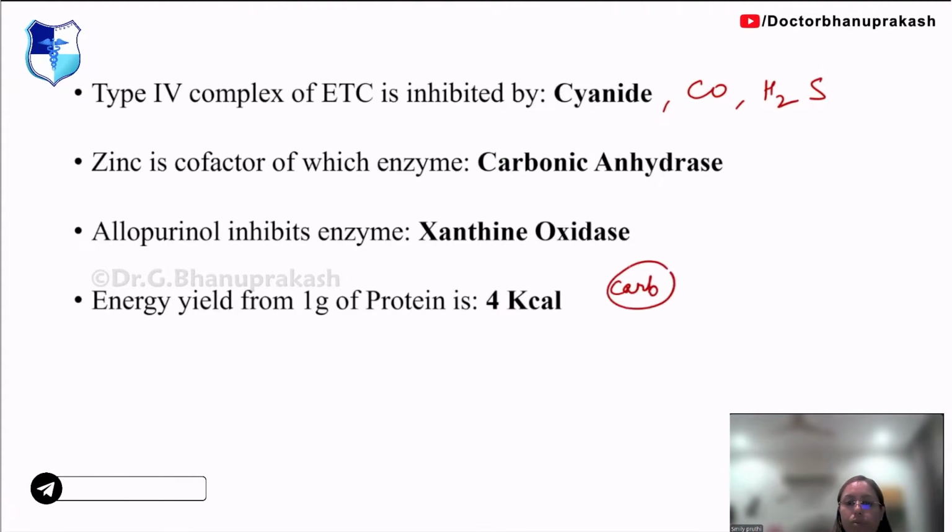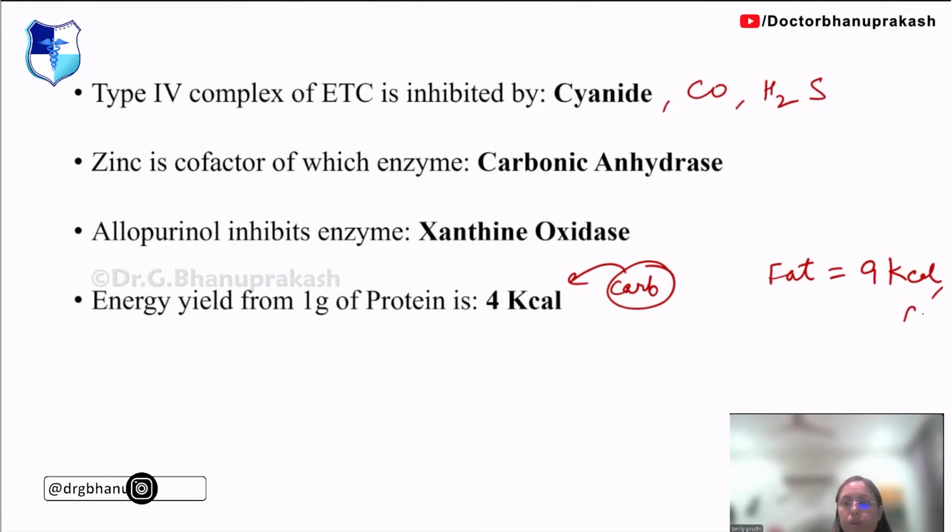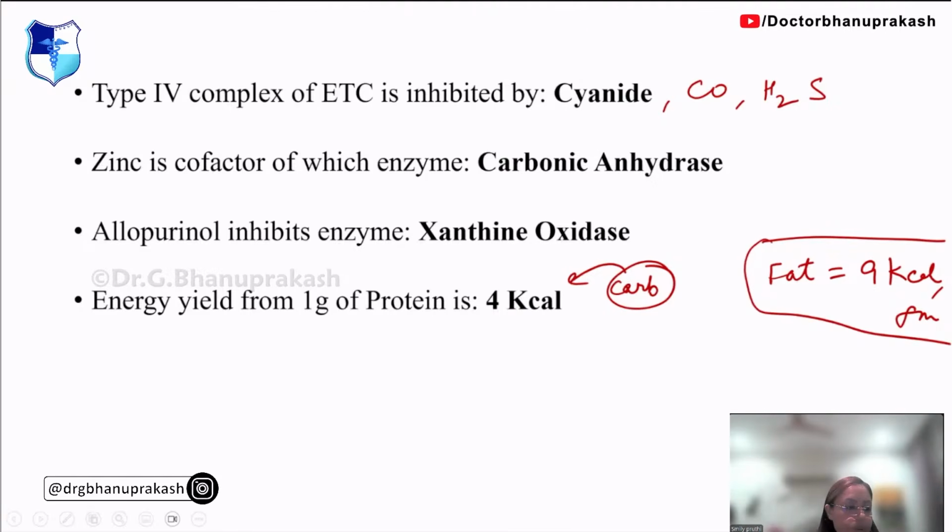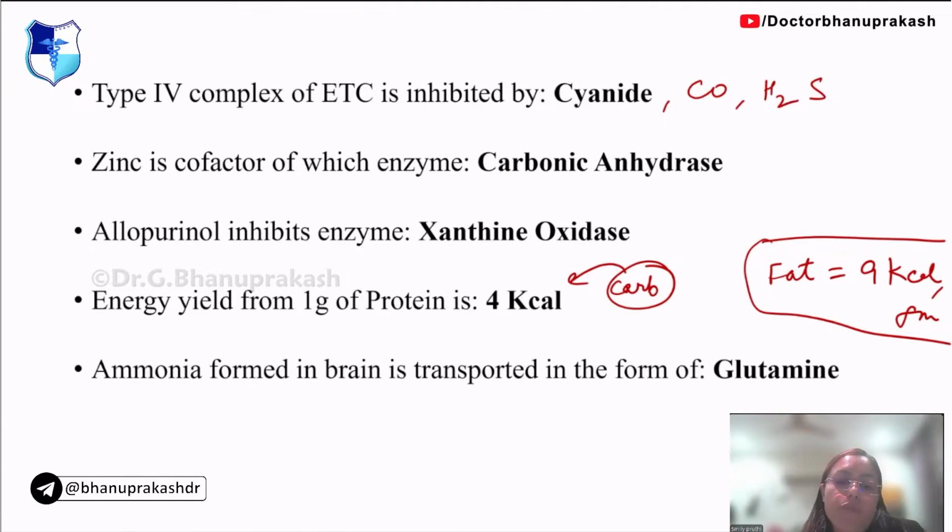From carbohydrate also 4 kilocalories. From fat it is 9 kilocalories per gram. More than double, that is 9 kilocalories per gram. Okay, ammonia formed in brain is transported in the form of glutamine. So if brain or body is asked, it is glutamine. If the same question is asked for muscles, it is alanine.